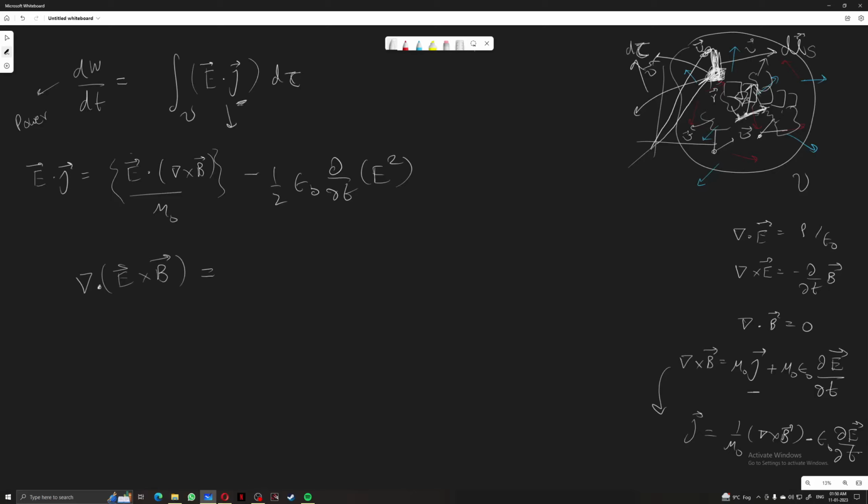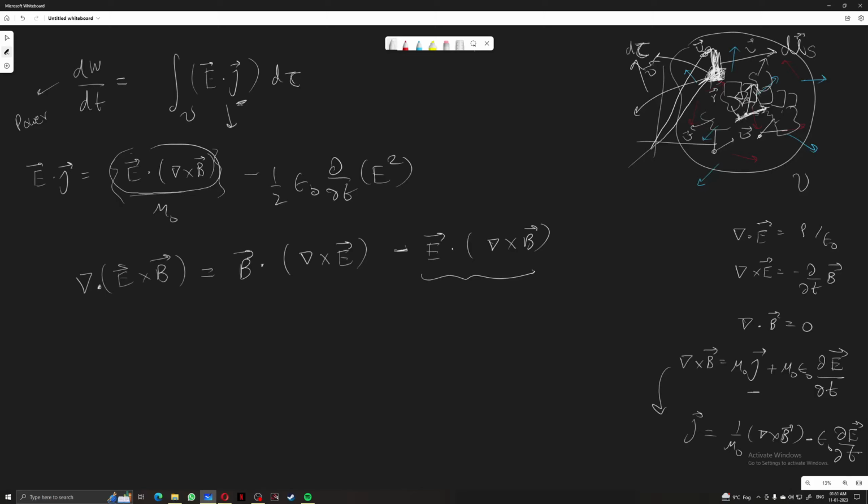If you want to calculate the divergence of E cross B, I will put the proof in the description or maybe somewhere else. But the identity goes like this. If you want to find the divergence of the cross product of two vectors, what you do is take the second vector and take the dot product with the curl of the first vector, and then you do a similar thing. You take the first vector and take the dot product with the curl of the second vector. Okay, and there is a minus sign in between. So you can see that this E dot curl of B appears here.